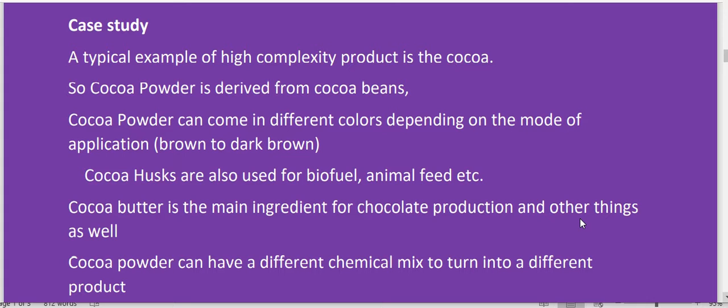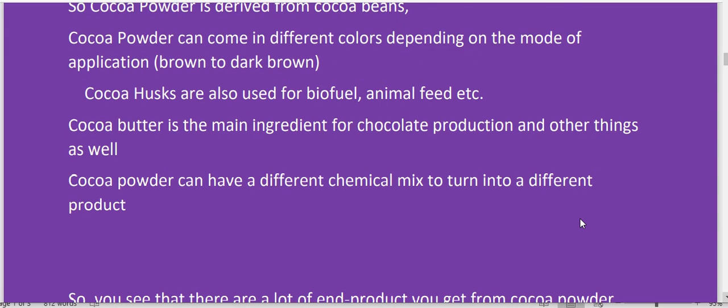Now, cocoa husks are also used for biofuel and animal feeds, etc. Cocoa butter is the main ingredient for chocolate production and other products from cocoa. Cocoa powder can have a different chemical mix to turn into a different product, like my product that I told you about previously, the Choco Chops product. It is made of cocoa and another product as well.